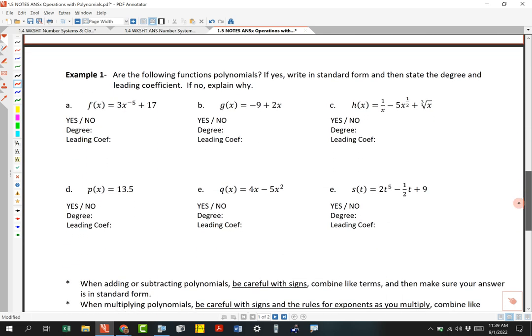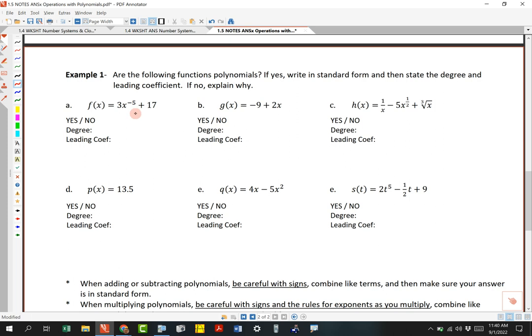All right, flip the page over. Now, I was looking at my notes earlier today, and I thought I'm going to make this a little bit easier because I have really crappy handwriting, if you haven't noticed. Okay, mine has the yes, no, degree, and leading coefficient. Look at the instructions. That's just going to make it easier for me. Okay, you'll just have to write down the word yes and no and then keep track of the degree. Are the following functions polynomials? Yes or no? If yes, write in standard form, then state the degree and the leading coefficient. If no, explain why not.